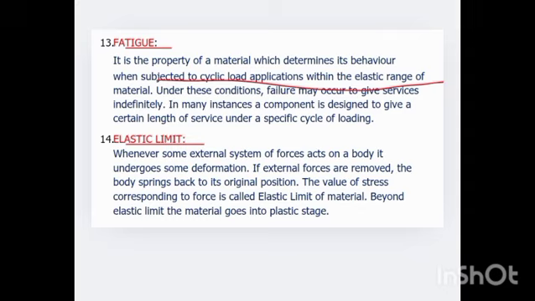Now elastic limit. Whenever some external system of force acts on a body, it undergoes some deformation. If the force is removed and the material returns to its original shape, it is within elastic limit. Beyond the elastic limit, permanent deformation occurs and the material enters the plastic stage. The value of stress corresponding to this force is called the elastic limit of a material.